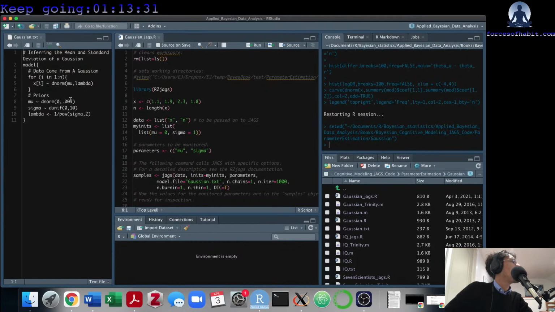Alright, cool. So here's the JAGS model, and we can just read through what the script's doing. So the data come from a Gaussian process. We're using a for loop here to represent a series of observations. So for i in 1 through n, we have an observation. I'm not sure what to call the data structures here, if they map onto R terms. We have a list or some kind of data structure, and each observation in the structure is i. And we're saying it's normally distributed with mu and lambda, because lambda is what JAGS uses.